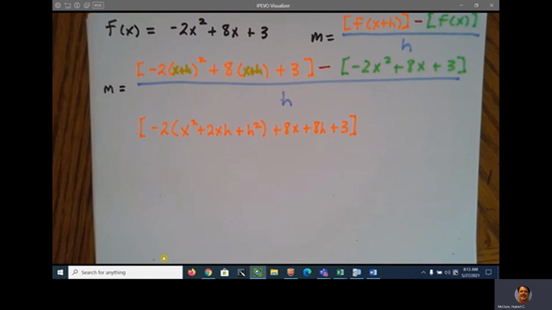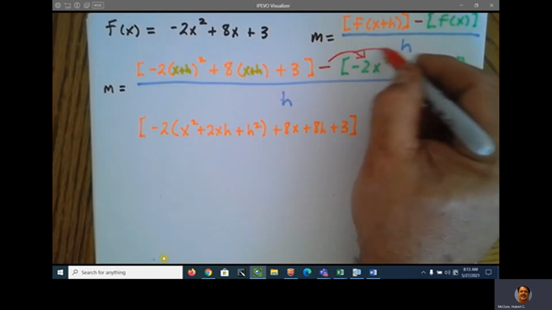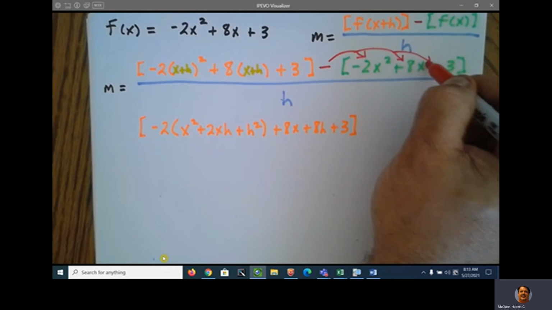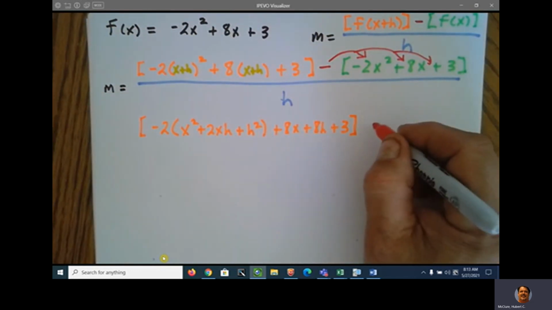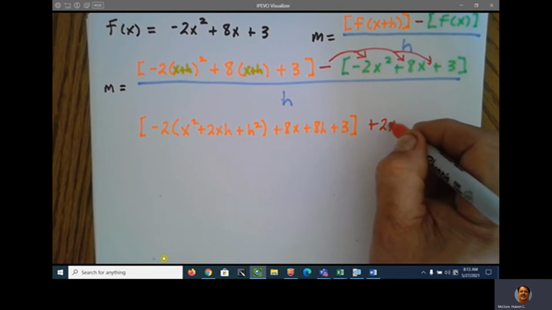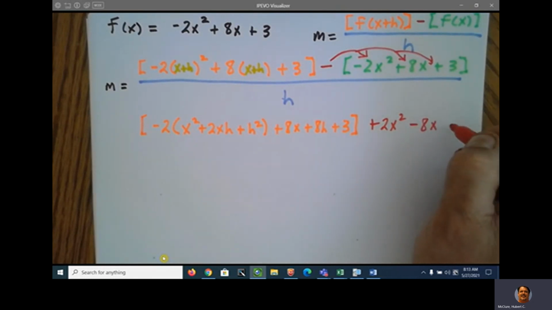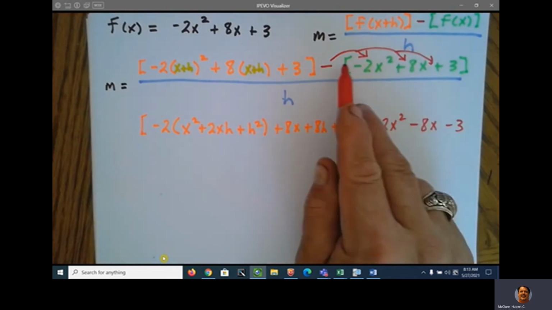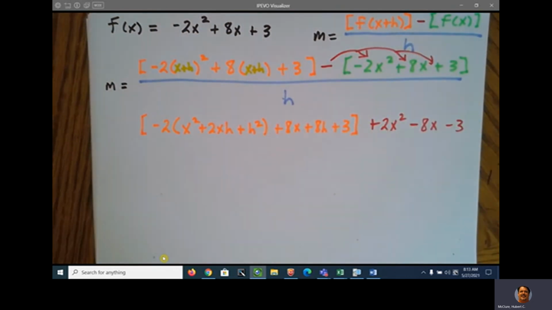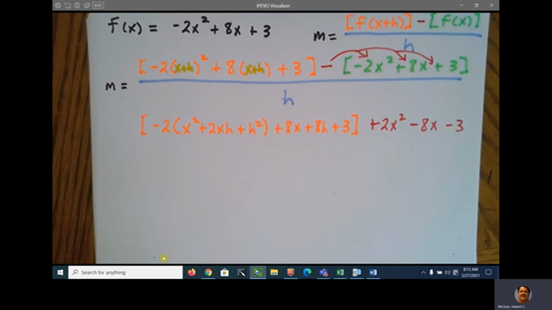minus, and if you want to go ahead and distribute that minus, you can, because you're not going to do anything special with that green part except distribute the negative. So that's going to be plus 2x squared minus 8x minus 3. And I'll just do that in red since I distributed that red minus. I'll just turn that red all over h.